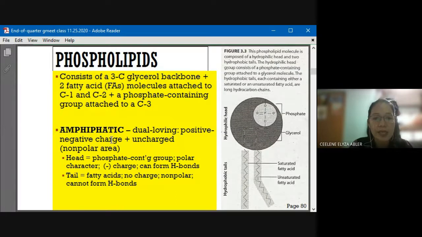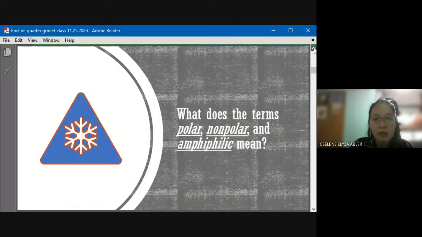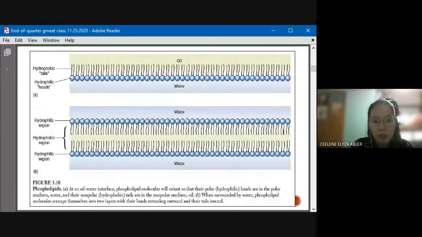And another thing is, the phospholipid also has an uncharged portion. This one here. The tail has no charge, because it is non-polar. It doesn't have any charge. So, because it has no charge, it does not form extra hydrogen bonds. What forms the extra hydrogen bonds, in our bonding, is the head. That's why earlier, remember, this portion here is the one facing the water.